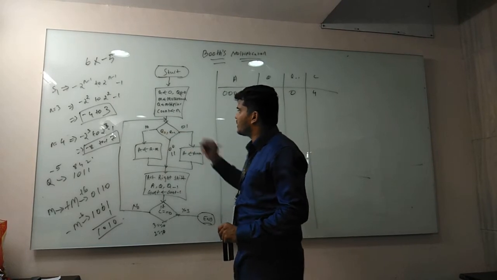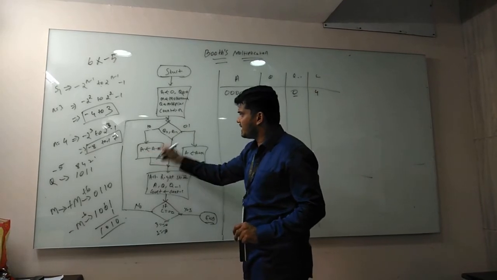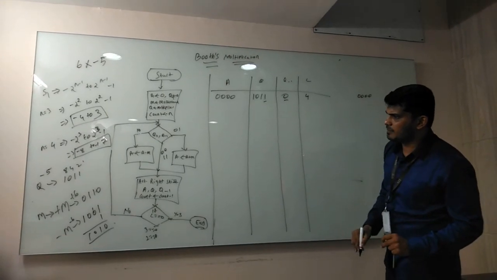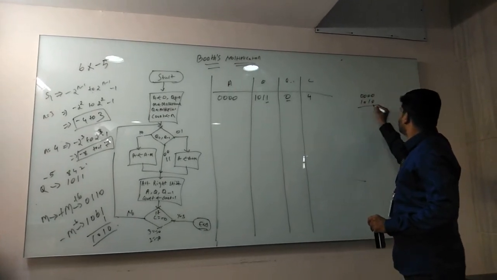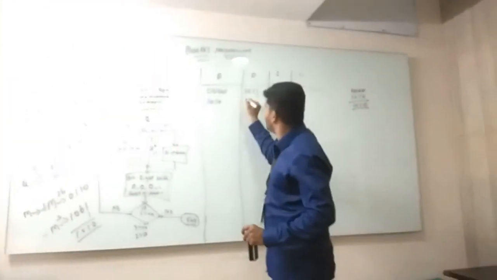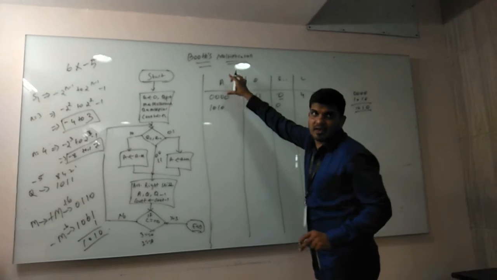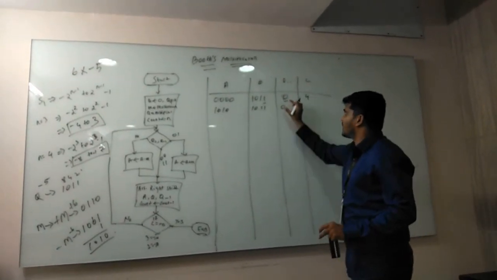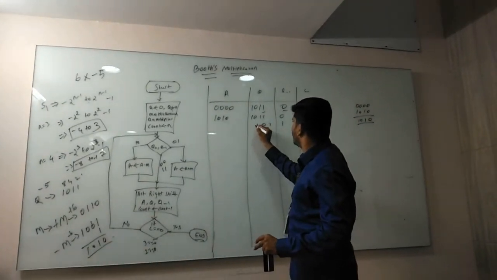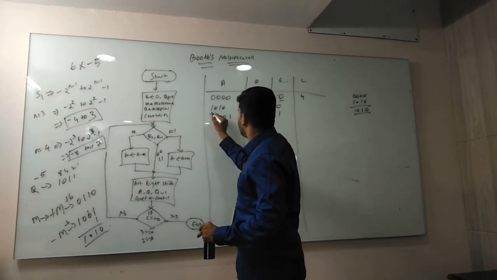Now compare Q naught and Q minus 1. If it's 1, 0, what do you do? A becomes A minus M. What is A? 0, 0, 0, 0. And what is minus M? 1, 0, 1, 0. So A is 1, 0, 1, 0. Then what do you do? Arithmetic right shift of A, Q as a whole and Q minus 1. So 1 will go out of the box, giving 1, 1, 0, 1, 0 with 1, 0, 1, 1.